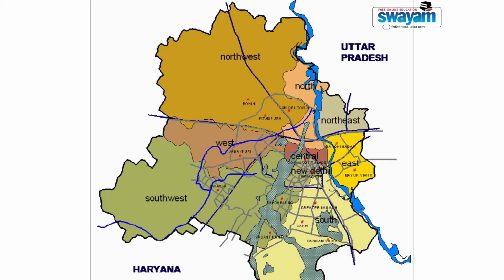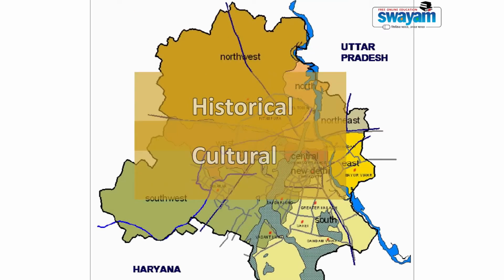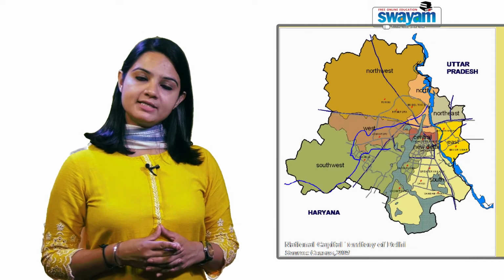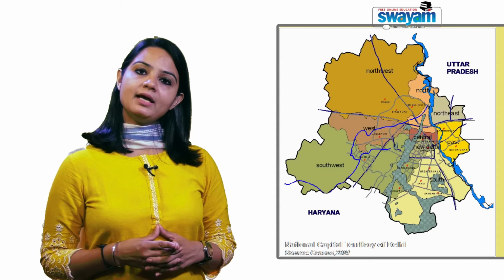Delhi, as we all know, is one of the cities which is known for its historical, cultural and political significance. In 1947, Delhi became the capital of the new India. Now, as far as the territorial limits of the city of Delhi are concerned, Delhi is divided into two parts: Old Delhi, which is the historic city in the north, and New Delhi in the south.